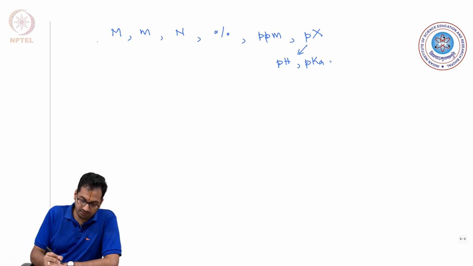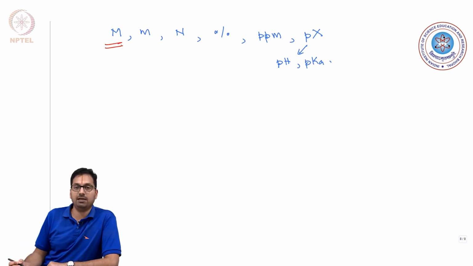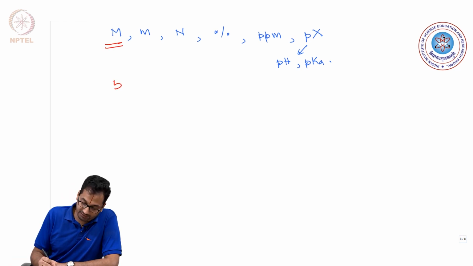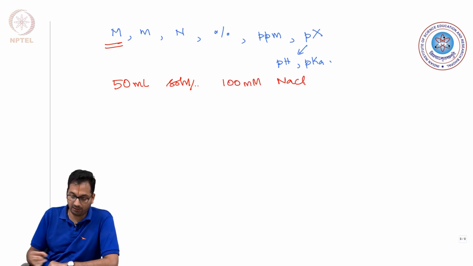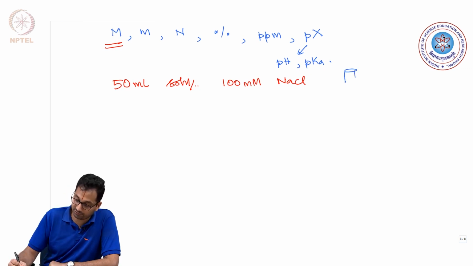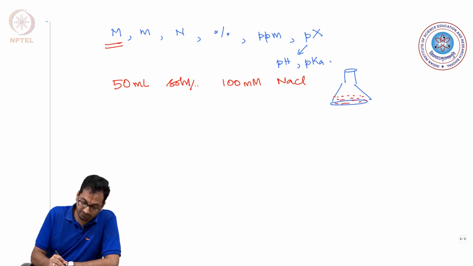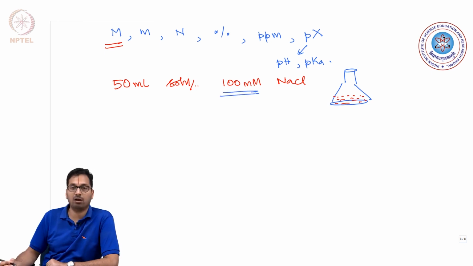Let us start with the easy molarity problem. Let us say that you have a 50 ml solution containing 100 millimolar of NaCl. Let us try to have some doodles out here. Let us say you have a conical flask and you have 50 ml of solution that consists of 100 millimolar of NaCl.